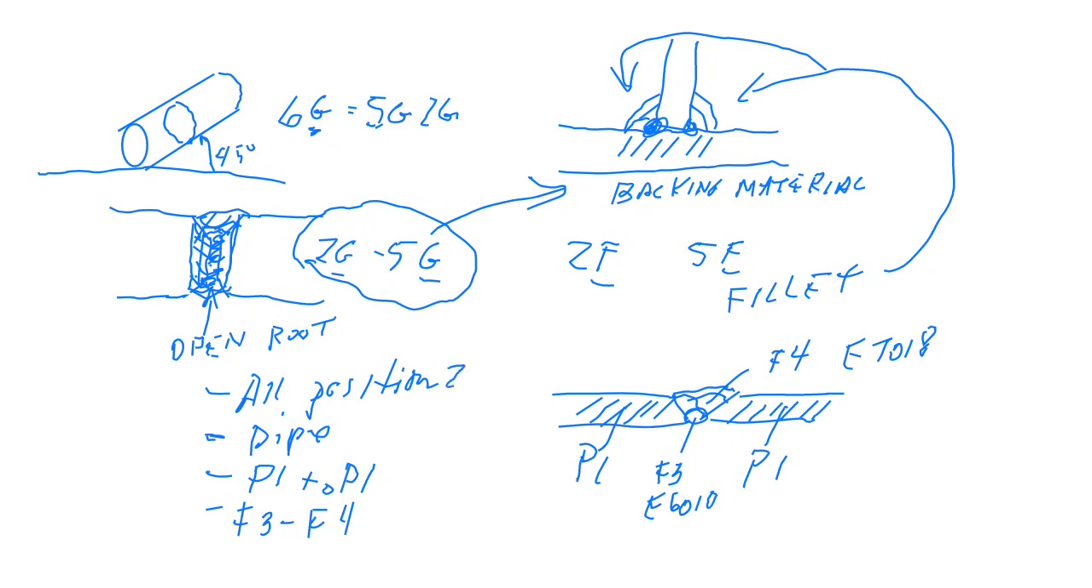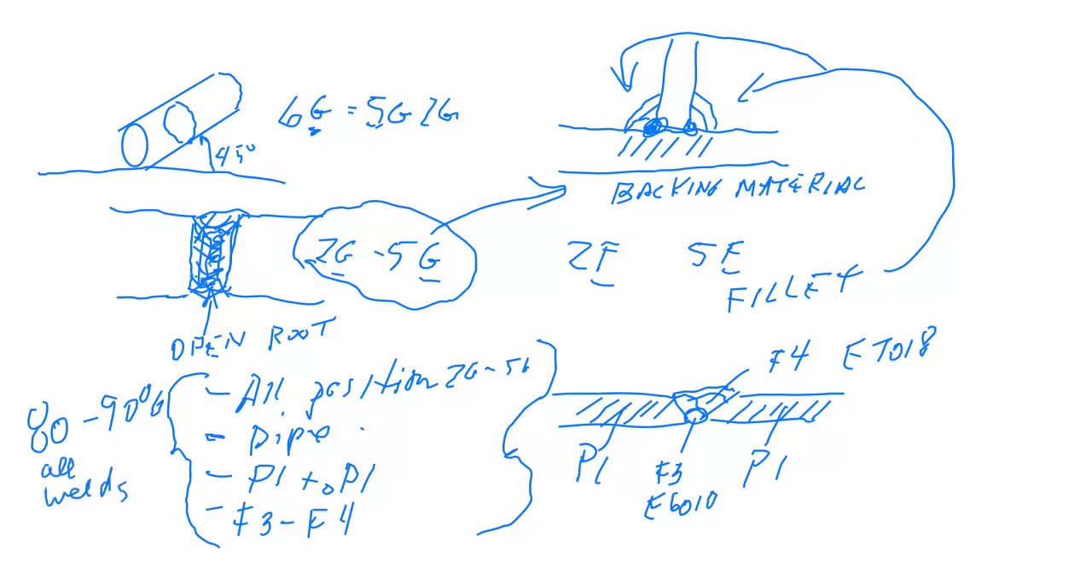Okay, all positions, so that would be 2G, 5G, or 6G. P1 to P1 on pipe of a particular diameter and a particular thickness range. And so when the welder qualifies for this test, that means that he or she can do maybe 80 to 90% of all welds that the company does. Makes sense? So even though there's a myriad of materials that we can weld, even though there's different processes that we can follow, using SMAW and those electrodes to weld low carbon steel, pipe and all position, that's most of what companies do. So that's what they send their welders to test for.